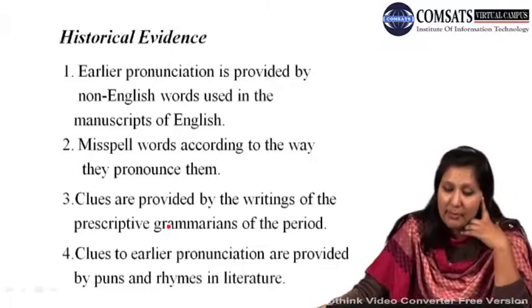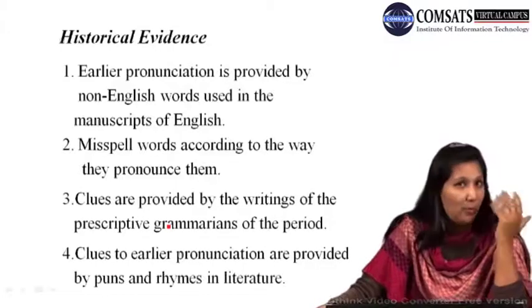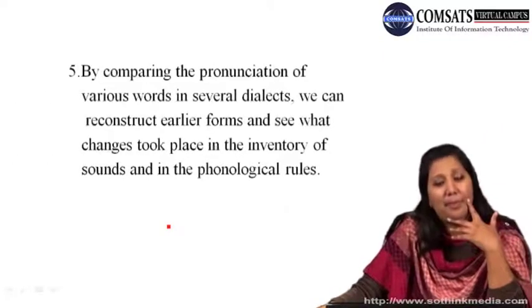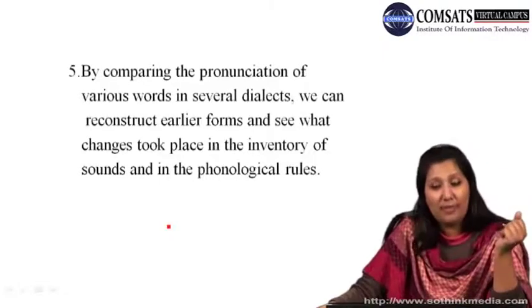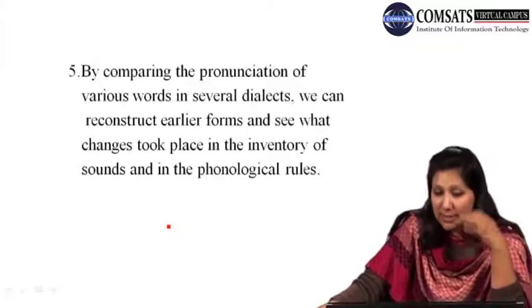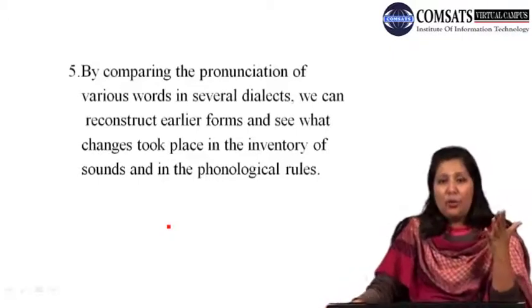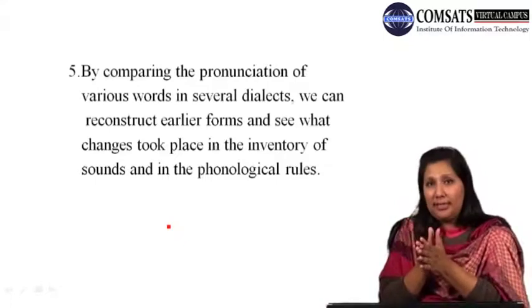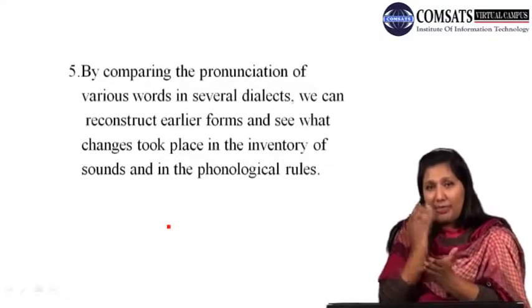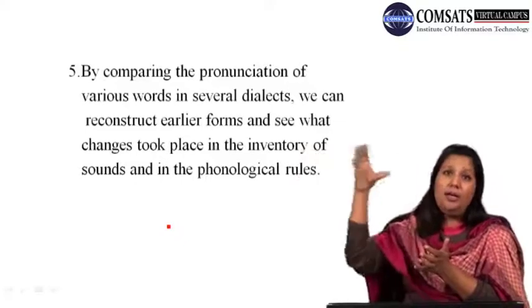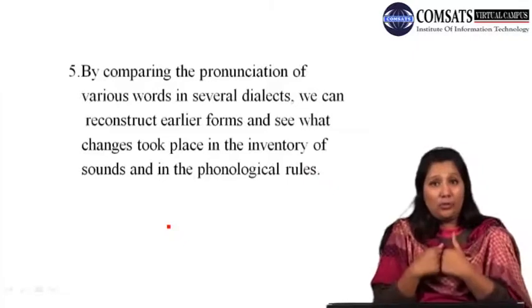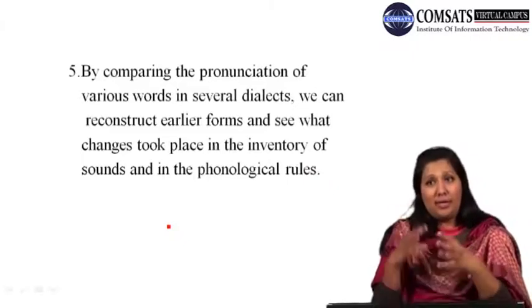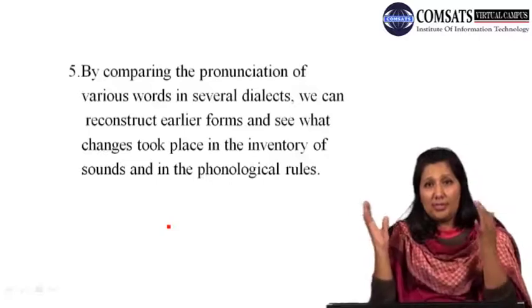Clues to earlier pronunciations are provided by the puns and the rhymes in literature. We have already talked about puns and the rhymes in literature. Then by comparing the pronunciation of the various words in several dialects, we can reconstruct earlier forms and see what change took place in the inventory of sounds and in the phonological rules. Yes, very true. By comparing and contrasting the current phonological situation of a language and the old phonological situation, we can see how many changes the language has gone through, what its current status is, and what factors contributed towards this change.